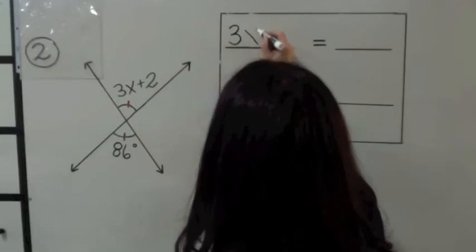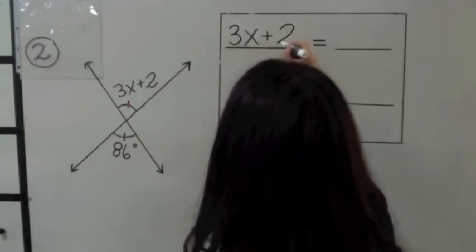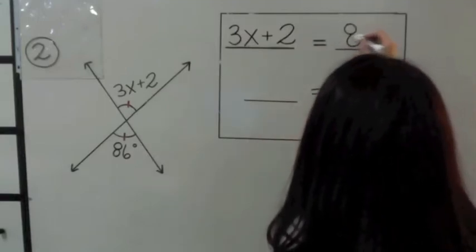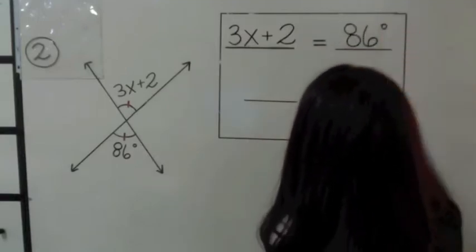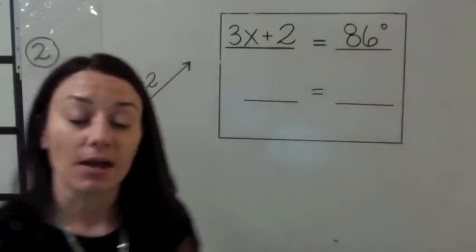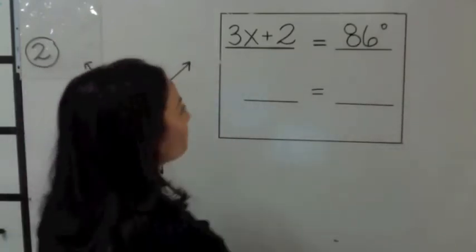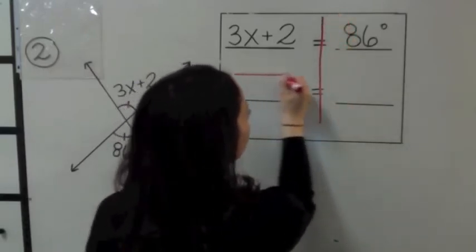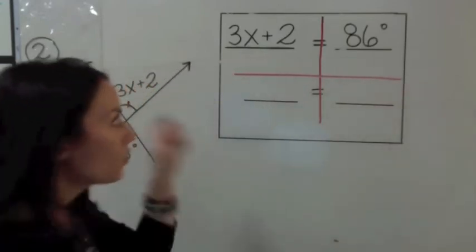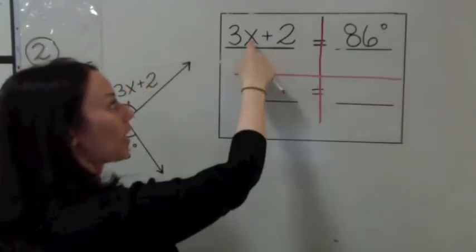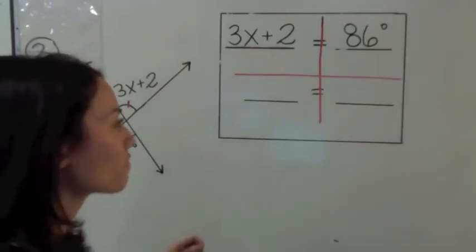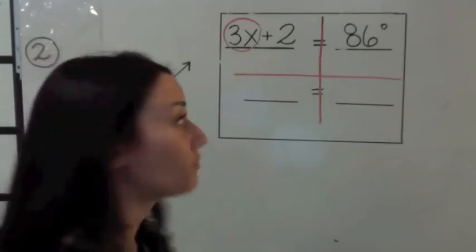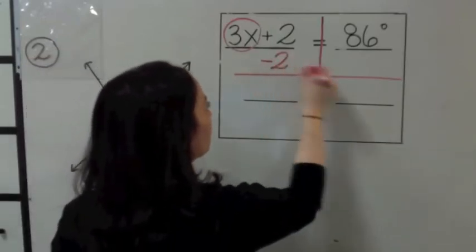3x plus 2 equals how many degrees? It's supposed to equal 86 degrees. Are we cool? And now we're solving for x. We solve for x by first doing what? Make a t. Very good. Make a t. Leave some space. Great. I want you to remember we're solving for x, but right now it's being multiplied by 3. So circle 3x. What should you do to both sides? What's the opposite of positive 2? It's negative 2. Very good.